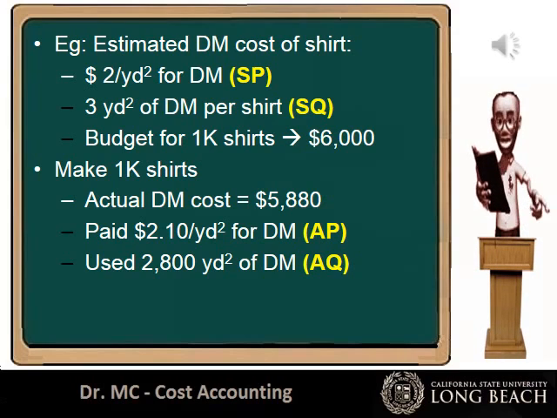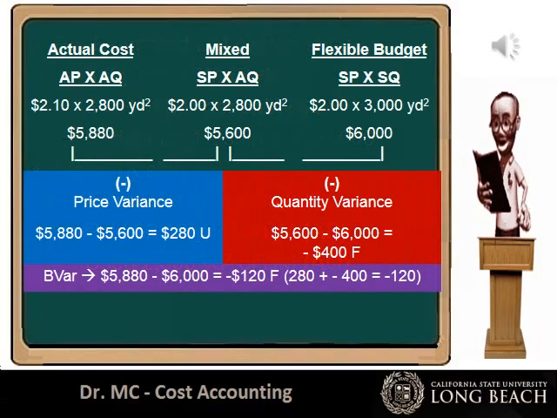The actual direct materials cost your firm $5,880. The standard price paid was $2.10 per square yard, and your firm used 2,800 square yards of materials to make the 1,000 shirts. When you plug the actual and standard prices and quantities into the columns, you see that the actual cost to make the 1,000 shirts is the total of the left column. You also see that the flexible budget to make the 1,000 shirts is the total of the right column. The middle column totals $5,600.